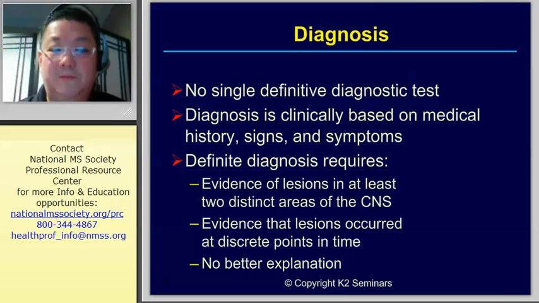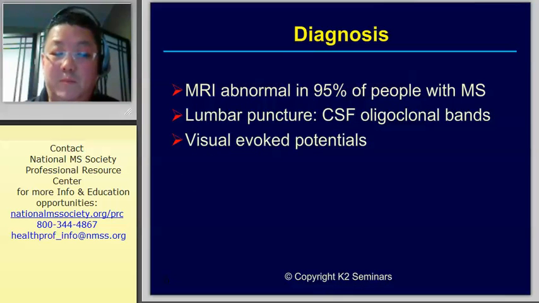So let's move on. So diagnosis, again, there's no particular definitive diagnostic test. I think all this information might be a repeat from Dr. Pardo, but I think it bears repeating so you understand that it's really a difficult diagnosis to literally put down on paper. Based on medical history, signs and symptoms, it requires evidence of lesions in at least 2 distinct areas of the central nervous system, evidence that the lesions have occurred at discrete points in time, and no better explanation in some instances.